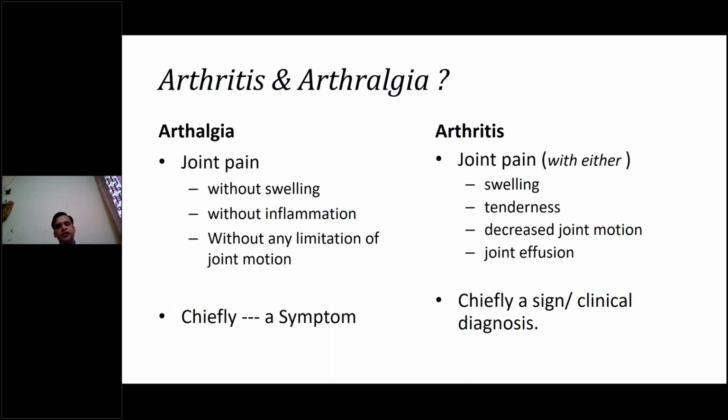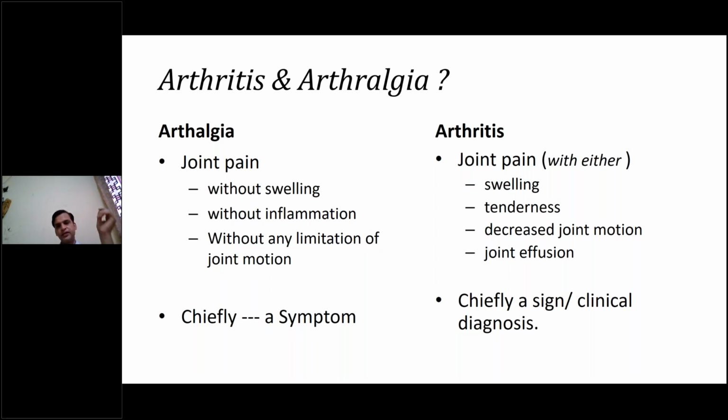So arthritis and arthralgia, what is the basic difference between these? So arthralgia is layman's language: I have a joint pain. So any joint pain, and chiefly it is a symptom. Arthralgia, technically, is any joint pain without any swelling, without any inflammation, and without any limitation of joint motion.